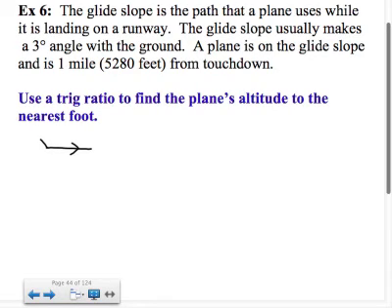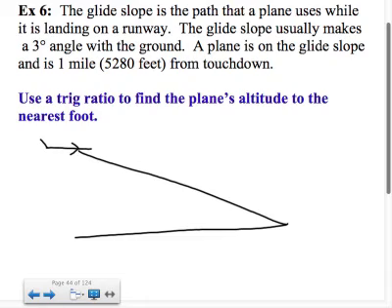There's your plane. I'm not a very good drawer, so there's your little stick figure plane. Okay, it's actually descending, so I probably should draw it on an angle going downward, but it's descending. Okay, and let's just call this guy here the runway. We know that when it's on that glide slope, it makes a 3-degree angle with the ground. We know it is 1 mile from touchdown. Okay, it is 5,280 feet from touchdown.